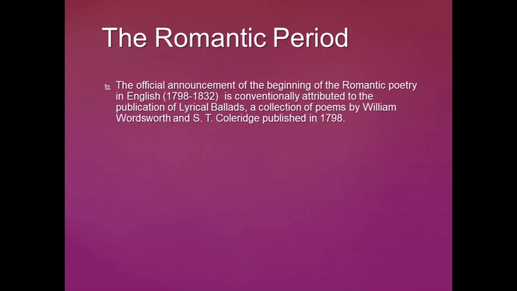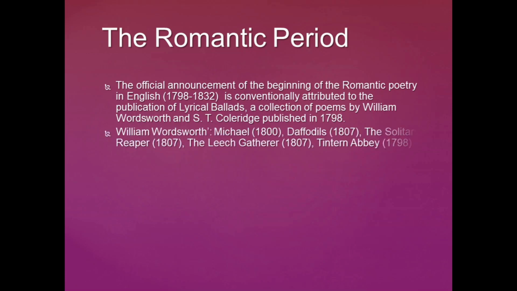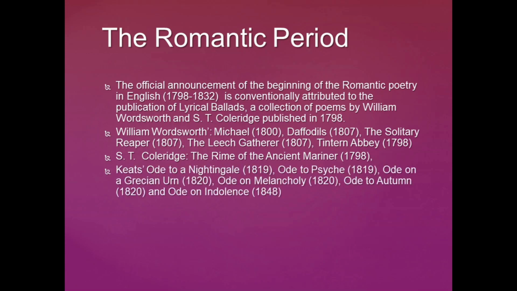The official beginning of Romantic poetry in English, 1798 to 1832, is conventionally attributed to the publication of Lyrical Ballads, which is a collection of poems by William Wordsworth and S.T. Coleridge in 1798. William Wordsworth is a truly typical Romantic poet. Michael, Daffodils, The Solitary Reaper, The Leech Gatherer, and Tintern Abbey are wonderful poems written by Wordsworth. S.T. Coleridge, also a friend of Wordsworth and a wonderful Romantic poet, has written The Rime of the Ancient Mariner.